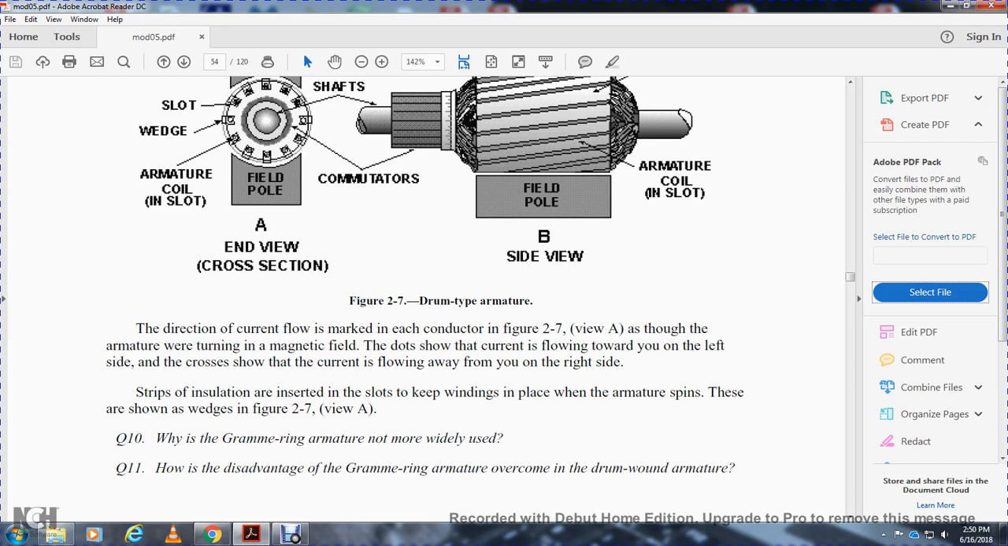The direction of current flow is marked in each of the conductors in figure 27, view A, as the armature interacts with the magnetic field. The dots show the current flowing toward you on the left side, while the crosses show the current flowing away from you on the right side. Strips of insulation are inserted in the slots to keep the windings in place while the armature spins, as shown by the wedge in figure 27, view A.